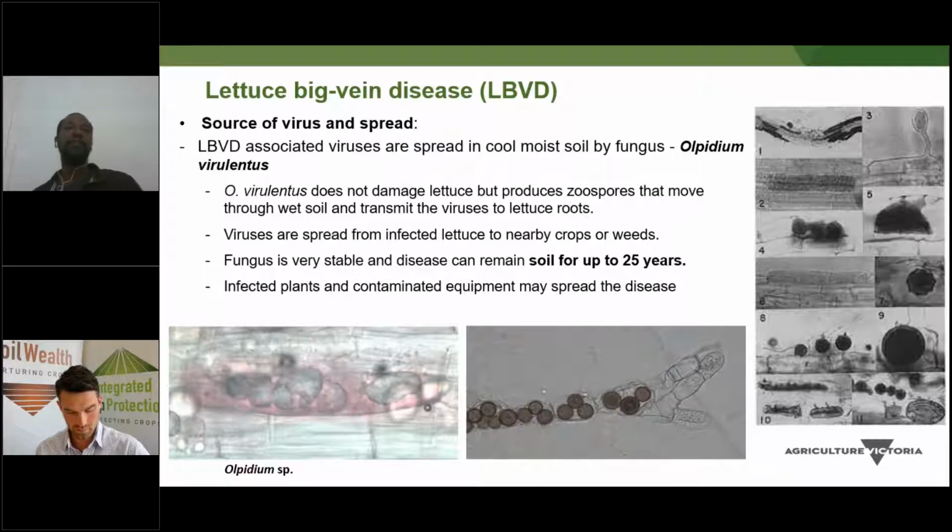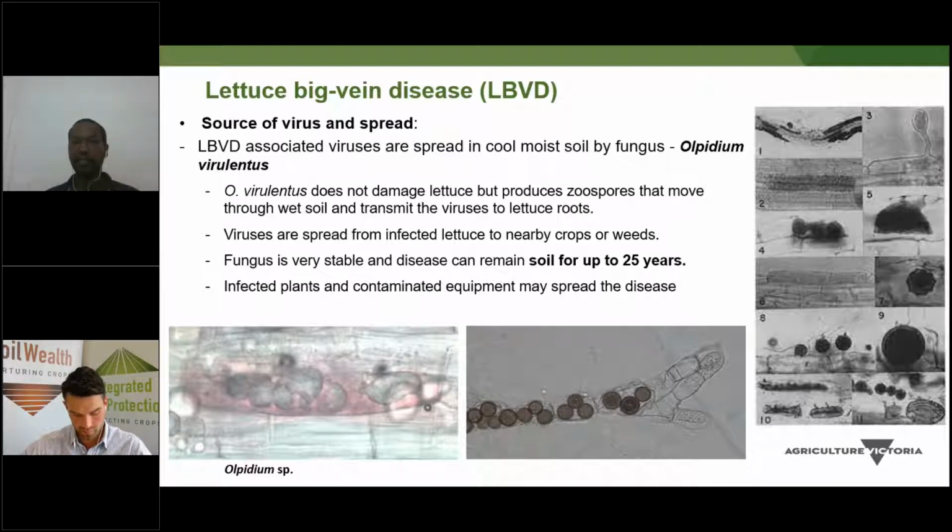In terms of its transmission, transmission of the virus is associated with cool, moist temperature, and also it's transmitted by the fungus Olpidium virulentus. So this is one of the most unique viruses that are transmitted by fungus. And the fungus in itself does not cause any damage to the lettuce, but the spores that the fungus produces move through wet soil and transmit the viruses to lettuce roots. The two viruses are spread from infected lettuce to nearby crops, and this is how the virus spreads across the fields. And one thing about this fungus, it's very stable in soil, and it can remain in the soil for up to 25 years, causing infection when there's continuous cropping of lettuce.